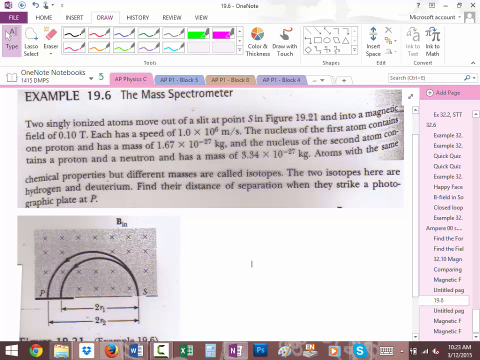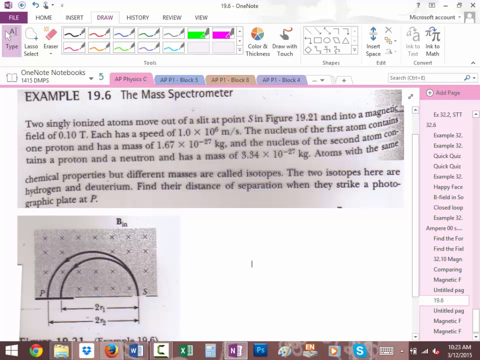Two singly ionized atoms move out of a slit at a point S over here in the picture and into a magnetic field of 0.1 Tesla. Each one has the same speed. So you've got the same velocity, the same charge. That would probably imply that something is different, right? The mass is different.